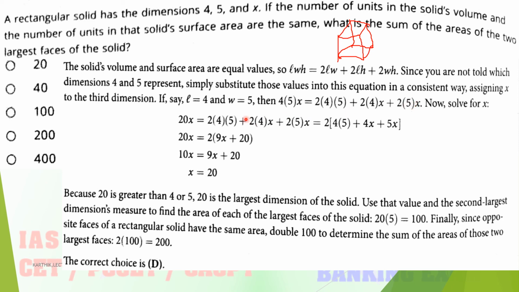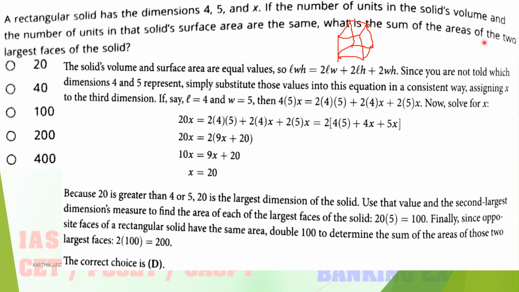Then after simplifying, 5 4s are 20x, and after simplification you will get the x value. Only one unknown is there, so you can get the value of x is equal to 20. x is nothing but height. Okay, height is 20. Then what they told, what is the sum of the areas?